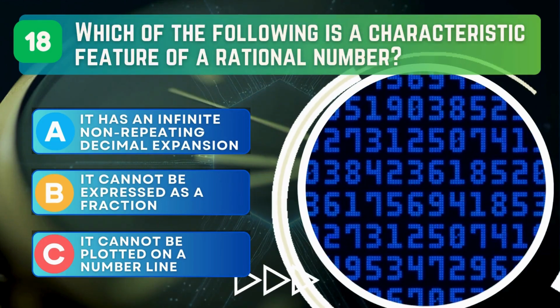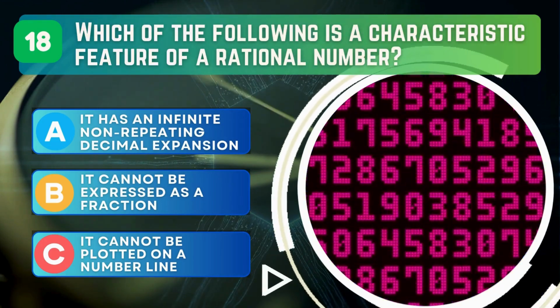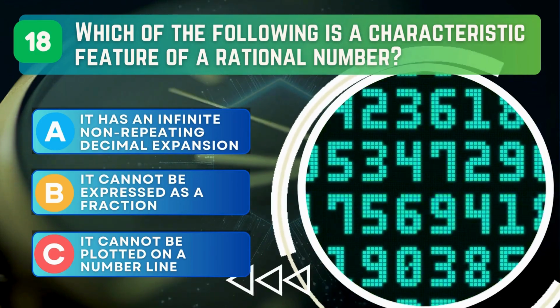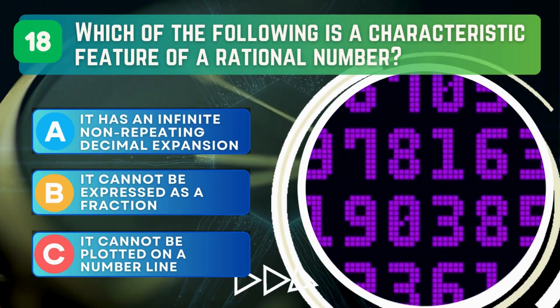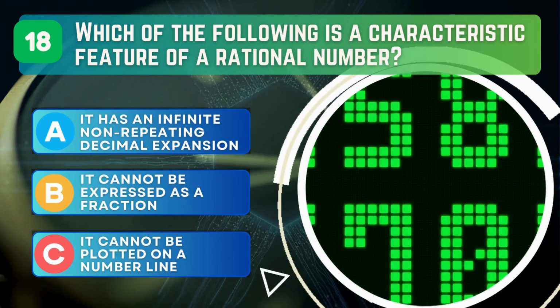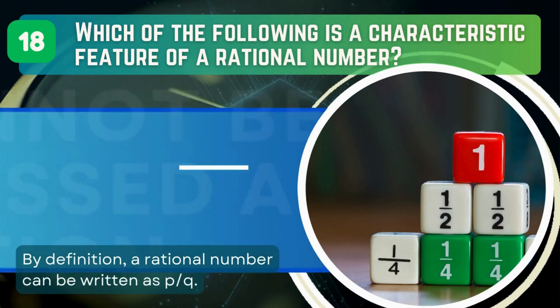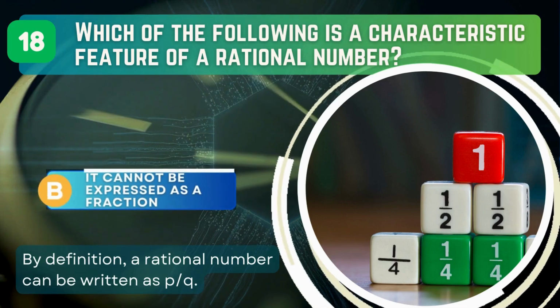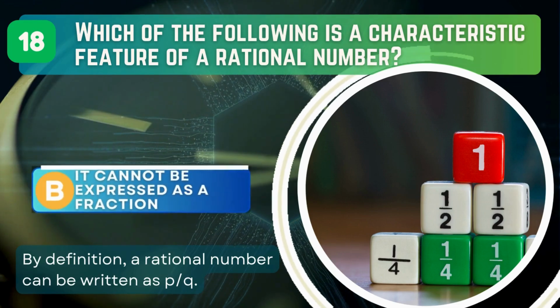Which of the following is a characteristic feature of a rational number? It cannot be expressed as a fraction. By definition, a rational number can be written as p/q.